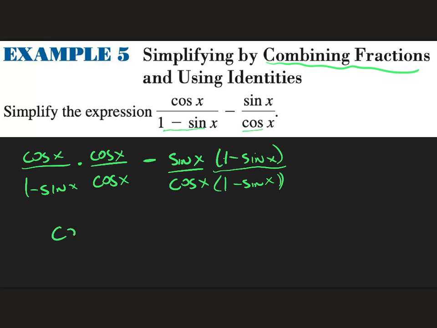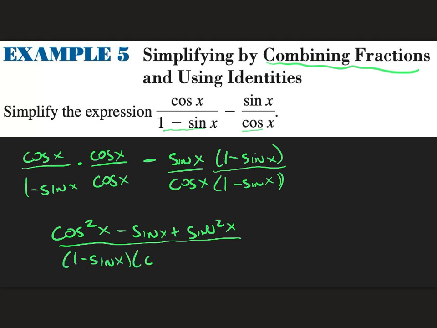So I get cosine squared x. Distributing the sign, I get negative sine x plus sine squared x, all over, let's leave this as 1 minus the sine x times the cosine of x. Let's just leave that like that for now. I'll come back to it. Okay.